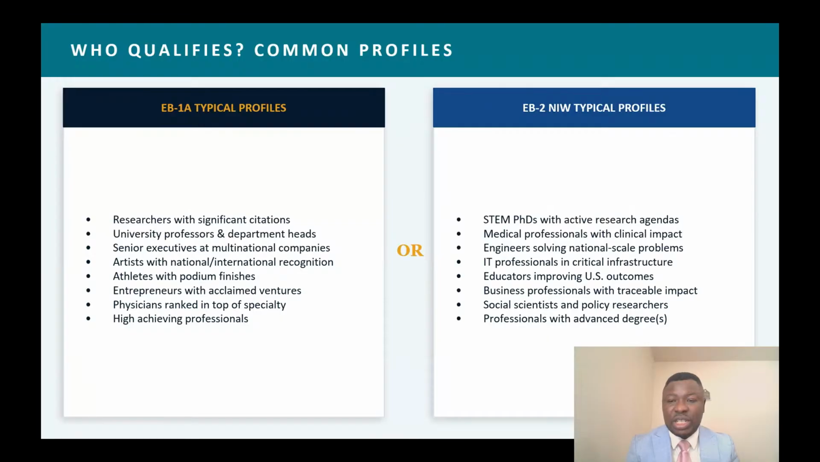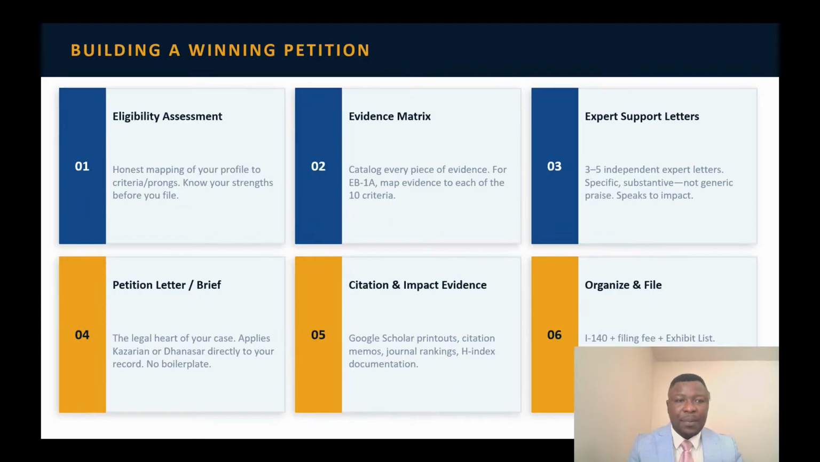So what is the NIW typical profile? STEM PhDs with active research agendas, medical professionals with clinical impact, engineers solving national scale problems, IT professionals in critical infrastructure, educators improving US outcomes, business professionals with traceable impact, social scientists and policy researchers, professionals with advanced degrees.